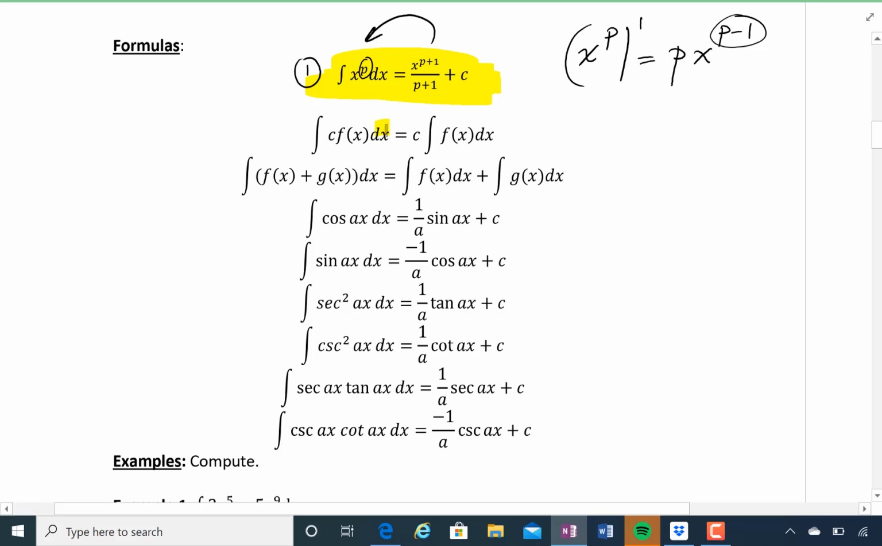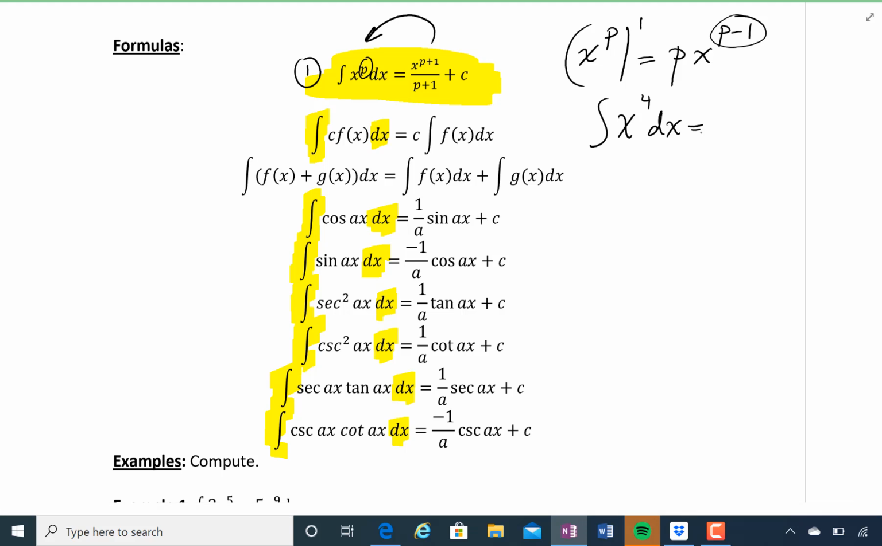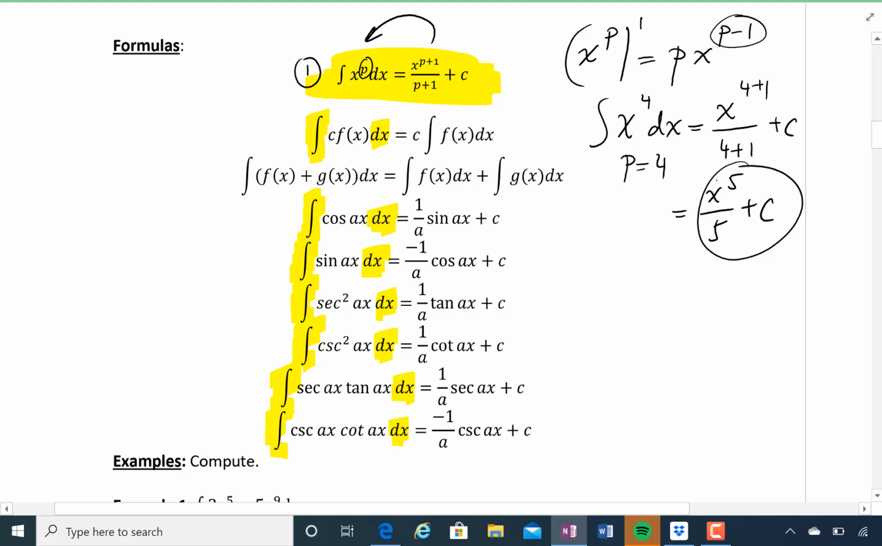So far, we'll just look at the notation: we have this symbol and we have the dx, which we are going to talk about in chapter 5, the actual meaning of this dx. So if you have to calculate, for example, the integral of x to the 4th dx, you have to say p equals 4 and replace it in the first formula: x to the 4 plus 1 over 4 plus 1 plus c, so it's x to the 5th over 5 plus c. And we did an example.